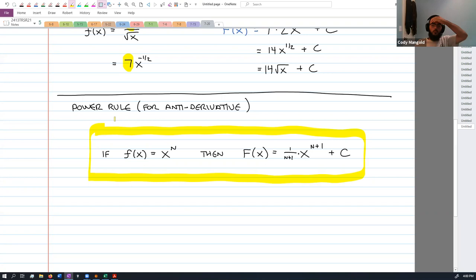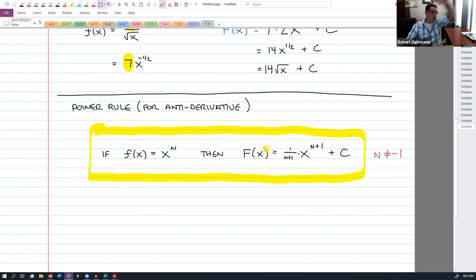Why? Zero. Look at right here. If you plug negative one in here, you get negative one plus one, don't you? Negative one plus one is zero. Division by zero is undefined. This formula does not work when n is negative one. So I'm going to put that next to this: n not equal to negative one. This formula will work for all other powers of n except negative one.